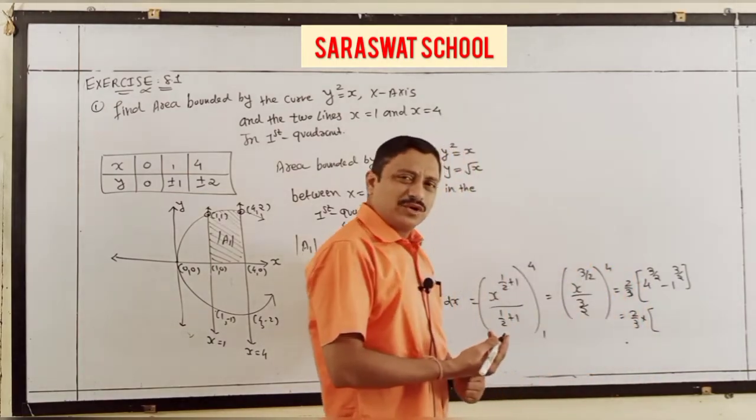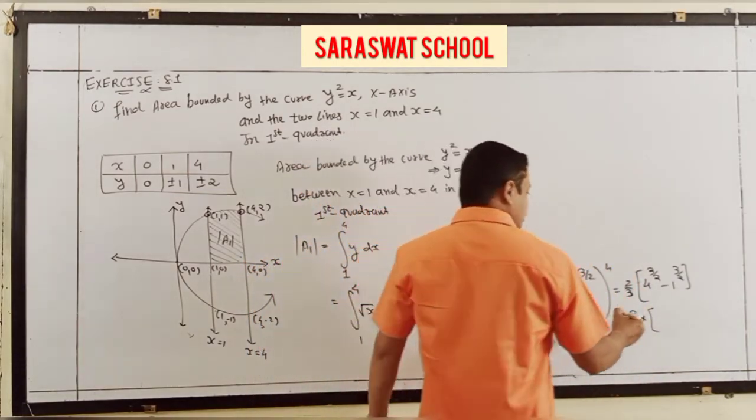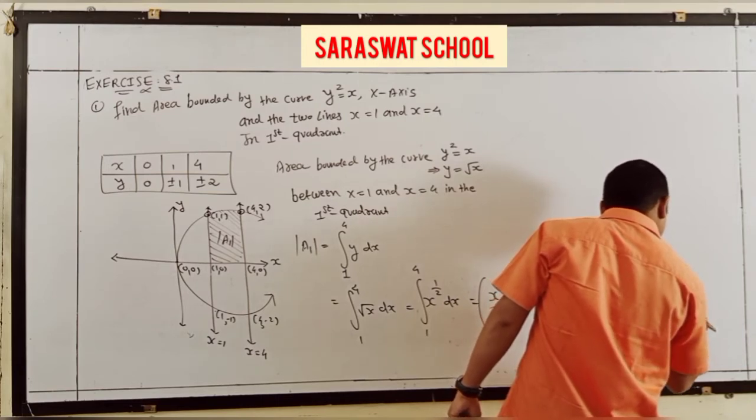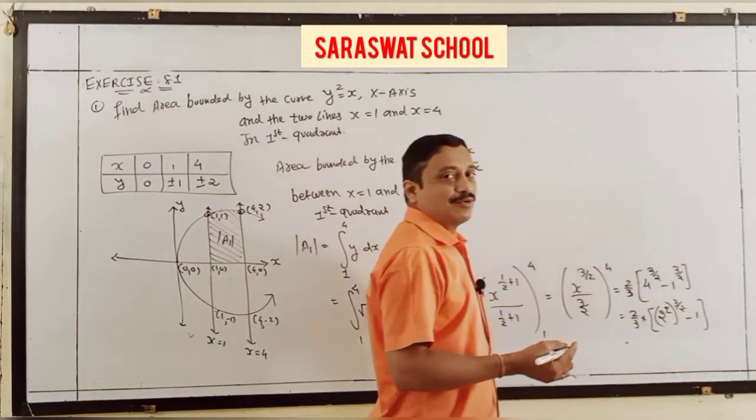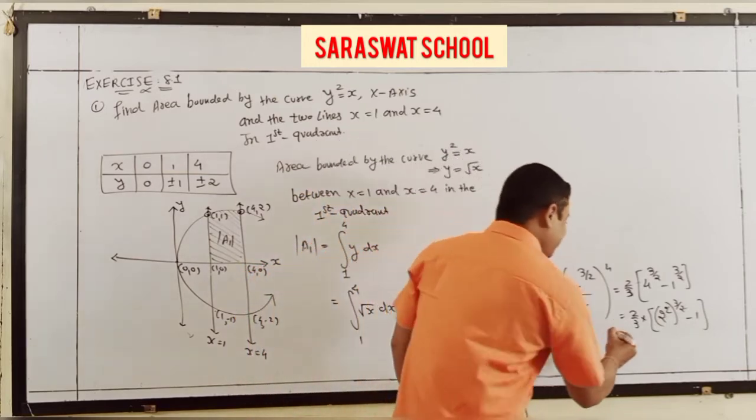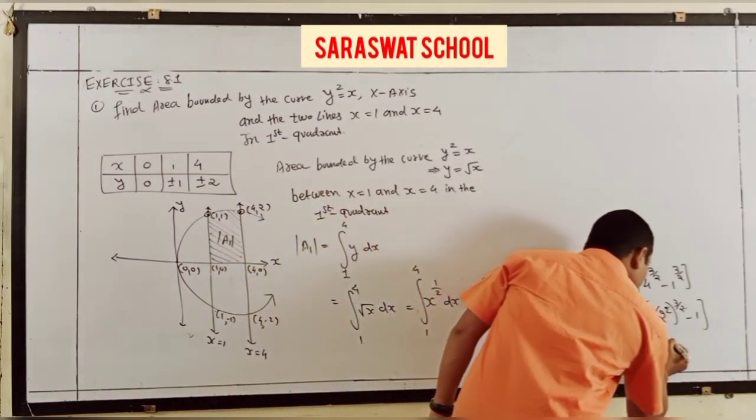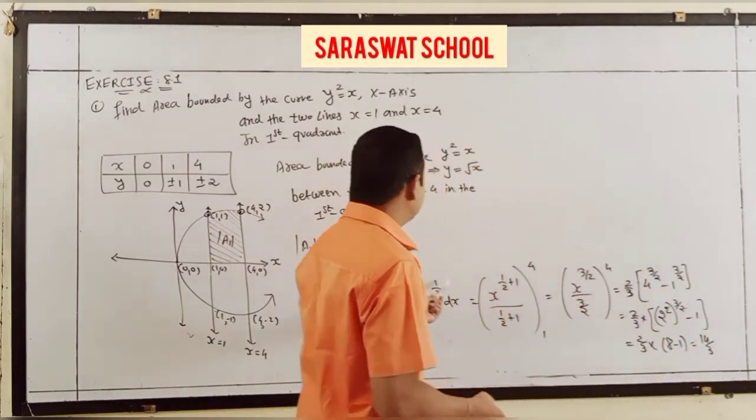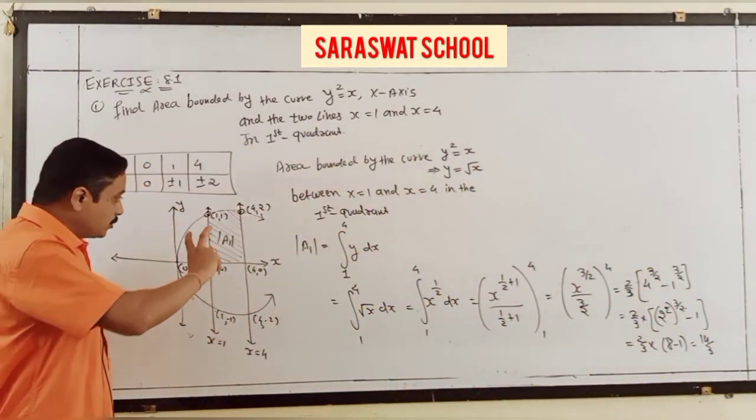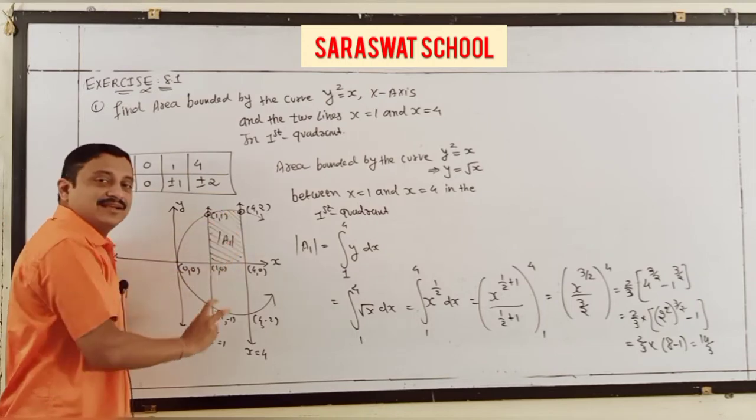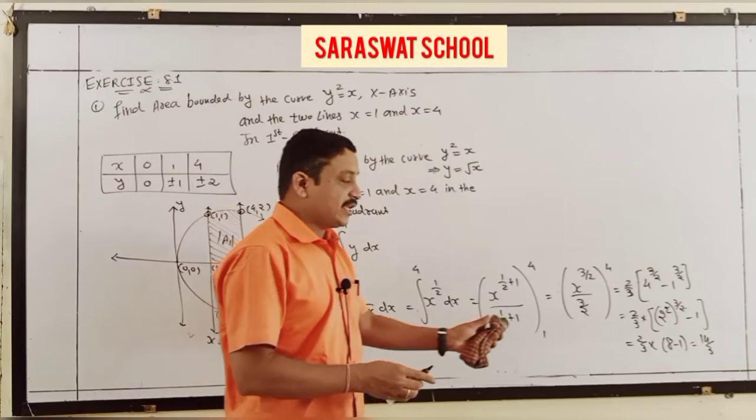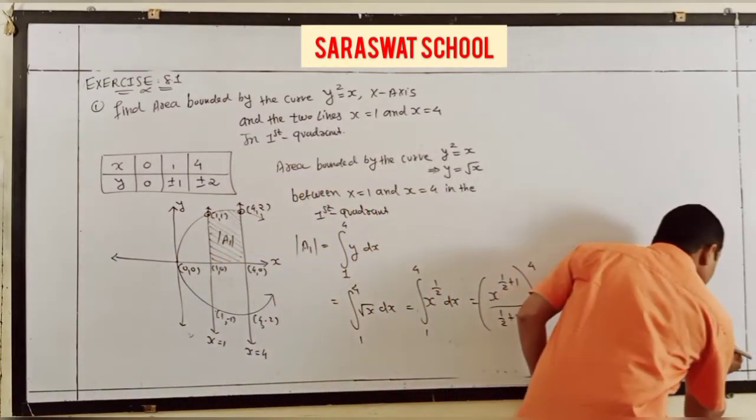Here, students, 4 raised to 3 by 2 is solved as 2 square, and here 1, 2 cancel. Now 2 cube is 8, yes. So 2 by 3 times 8 minus 1, that is 7, 2 sevens are 14 by 3. And here, students, that is the simple area bounded in the first quadrant, happily done. Yes students, this area you can say is 14 by 3 square units.